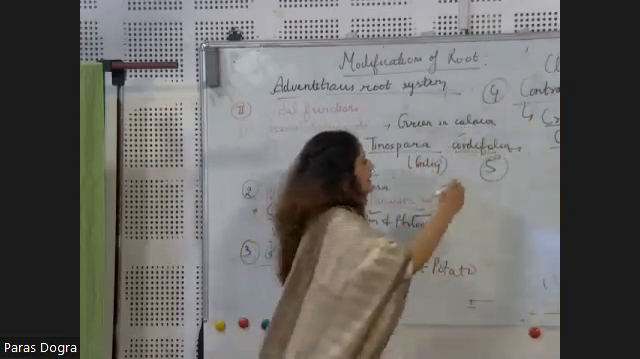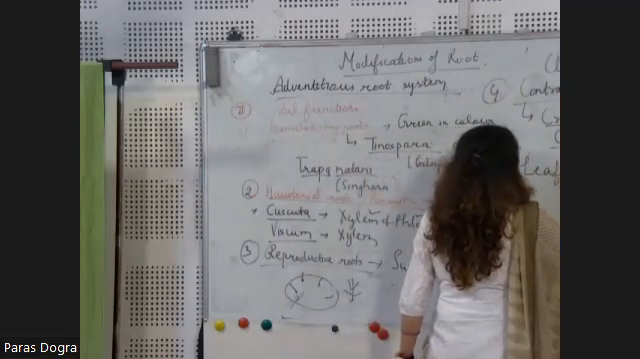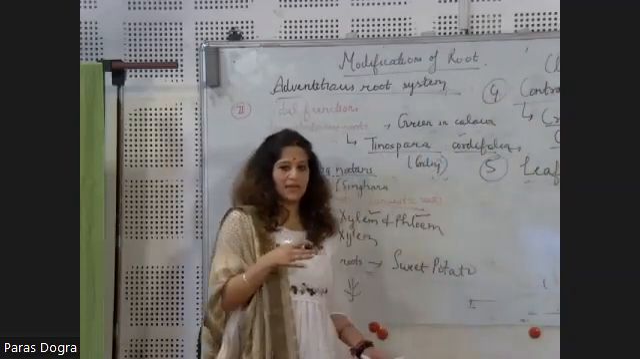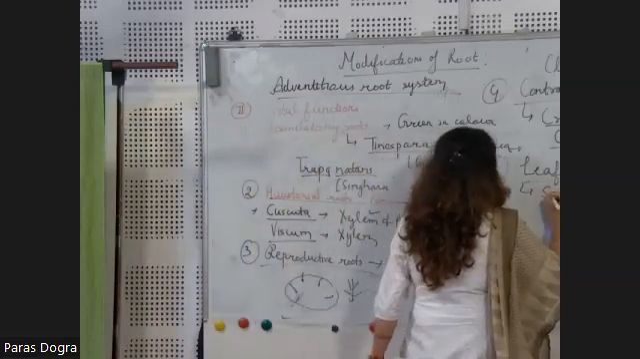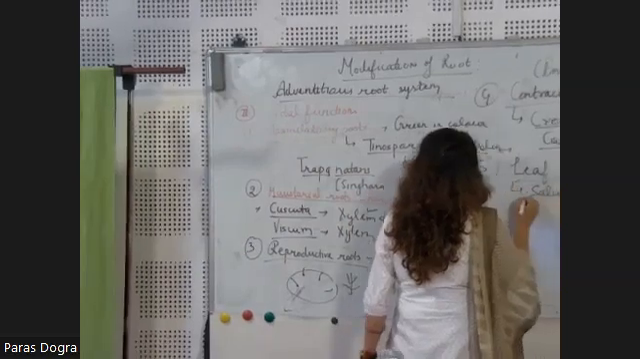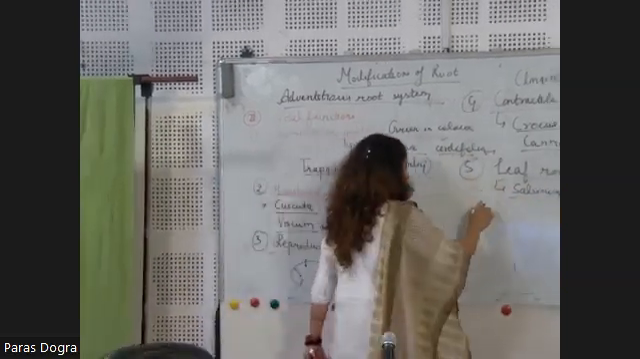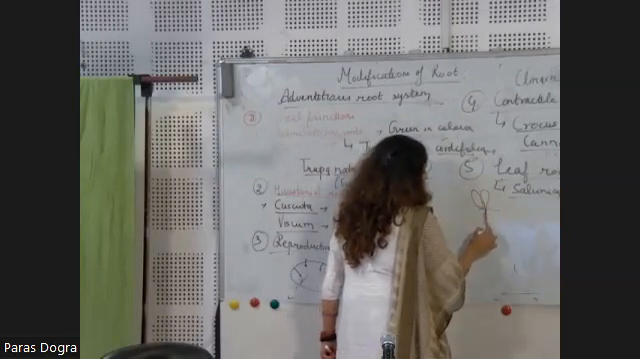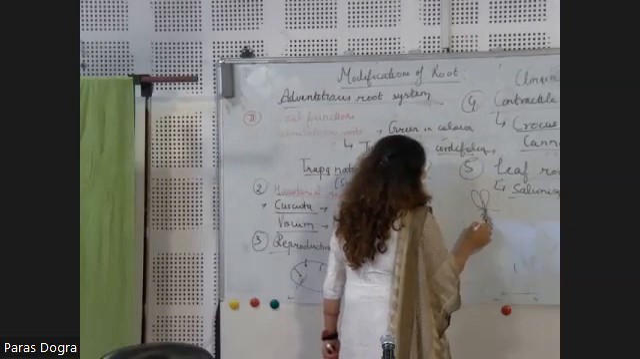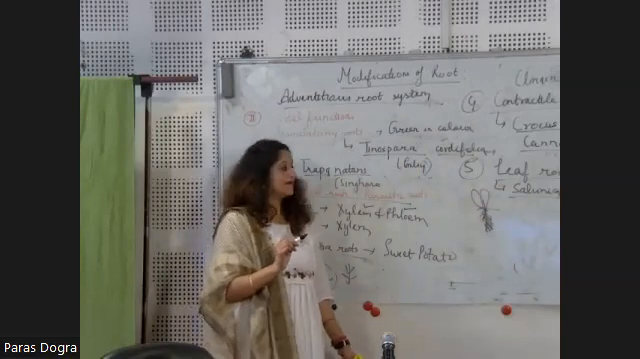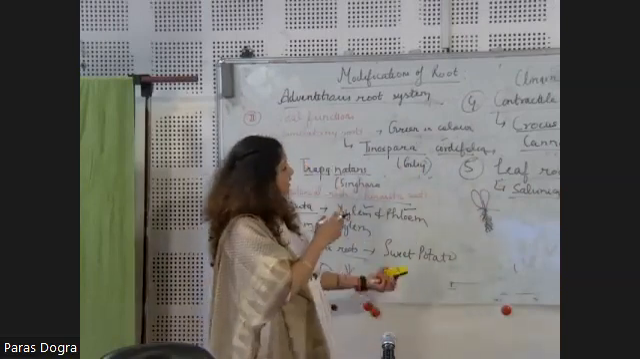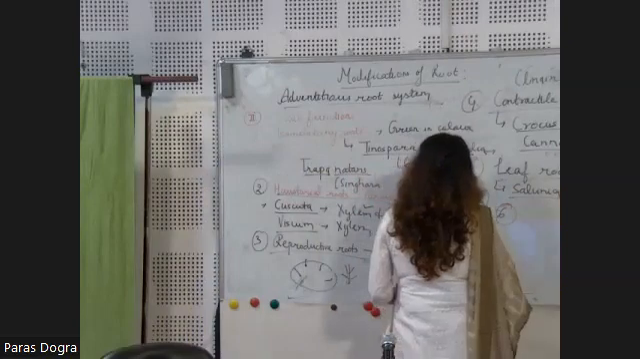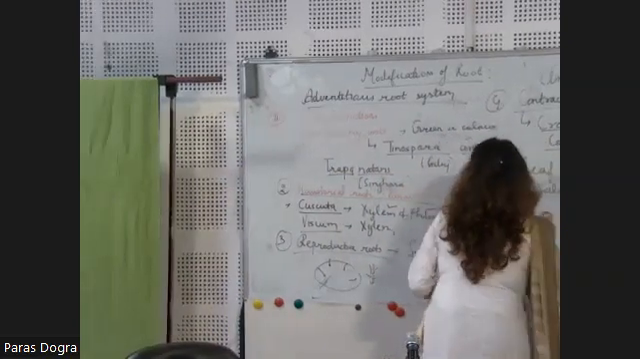Then the fifth is leaf roots. As the name suggests, as you see in the case of Salvinia, which is an aquatic plant, of the three leaves, two leaves remain as such, but the third leaf from the nodes gets bisected and becomes adaptive roots. Sorry, these are called leaf roots.